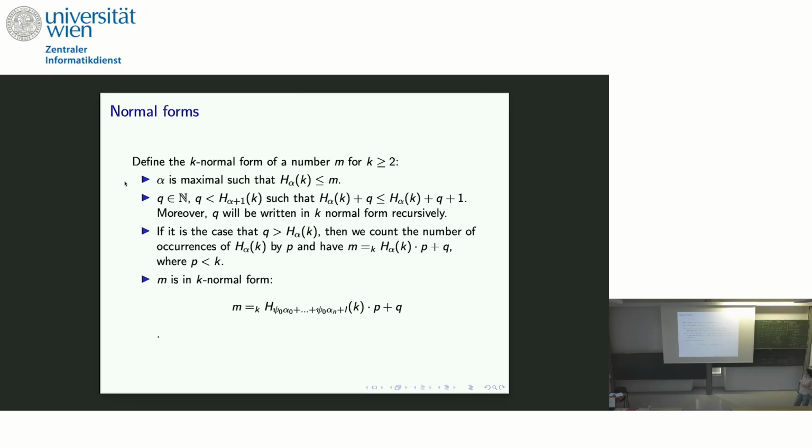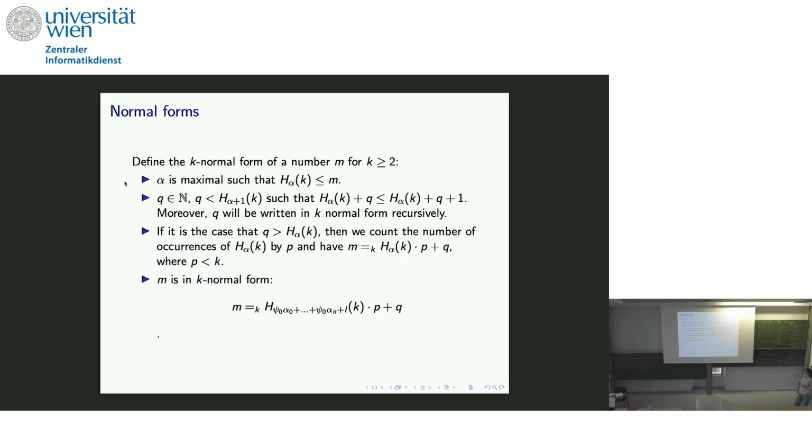We define normal forms. So for the normal forms, first we pick a maximal alpha, such as this holds. Then we either put the rest in a Q, or if Q is bigger than this component, we count the number of... and this is the final K normal form. So here we have an ordinal which is less than Bachmann-Howard ordinal.